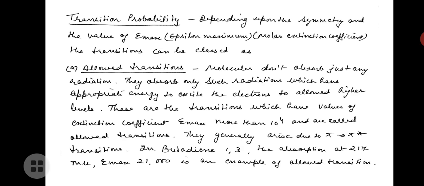Pi to pi star transitions are of high intensity, that is Emax more than 10^4, because both the orbitals, pi and pi star, that is pi antibonding, lie in the same plane. Therefore, such transitions are geometrically favorable and are allowed transitions. For example, in 1,3-butadiene, the absorption at 217 millimicron with Emax 21,000 is an example of allowed transition.